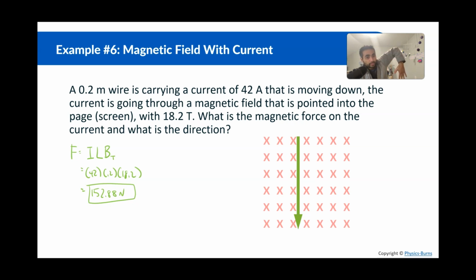Okay, so let's do this. It's going this way. Oops, let me stand up. Sometimes you're going to have to get a weird angle, so going this way, and then we're pointed into the screen, so it's going to be like this. And then we can see my thumb is pointed to the right. Okay, so 152.88 newtons to the right.